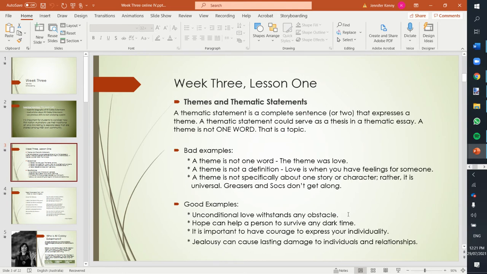Unconditional love withstands any obstacle. That's a great thematic statement. Hope can help a person to survive any dark time. It is important to have courage to express your individuality. And jealousy can cause lasting damage to individuals and relationships. All of these are great thematic statements, and all of these could be used if we were going to write an essay about Ali Cobby Eckermann. We would just say unconditional love withstands any obstacle, and then we would use examples from her poetry to support that statement.